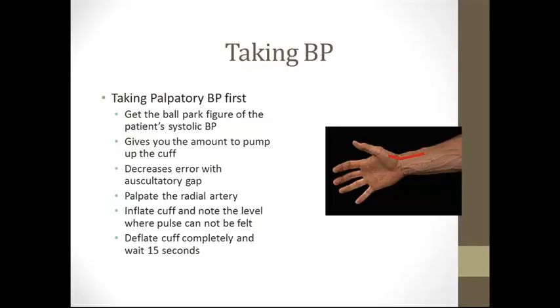Take a palpatory blood pressure first, and the reason why we do this is to get a ballpark figure of the patient's systolic blood pressure. It gives you the amount to pump up the cuff to. It decreases errors with auscultatory gap. So what you will do is palpate the radial artery, inflate the cuff, and note the level where the pulse cannot be felt anymore. You then deflate the cuff completely and wait 15 seconds to do the next step in your blood pressure.